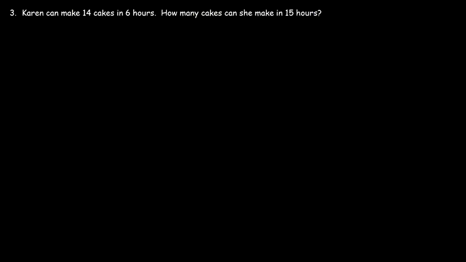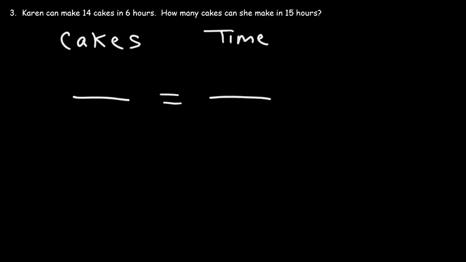Try this one. Karen can make 14 cakes in 6 hours. How many cakes can she make in 15 hours? So what do you think we need to do to solve this problem? Well, let's set up a proportion. There's two things that we're dealing with: the number of cakes that she can make and the time in which she can make them. So once again, let's put two fractions separated by an equal sign.